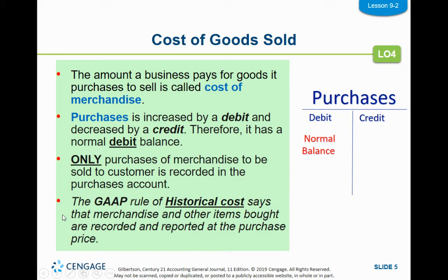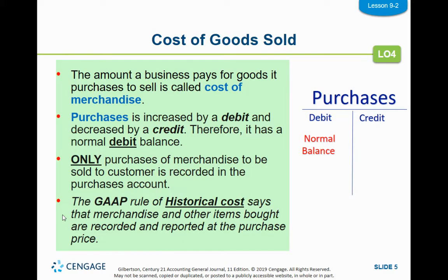So let's talk about cost of goods sold. The amount that a business pays for that merchandise is called cost of merchandise. We typically put that into an account called purchases. If you go back and look at the chart of accounts from the video for section 9.1, there is a section called cost of goods sold. The accounts in that section are purchases, purchases discount, and purchases returns and allowance.